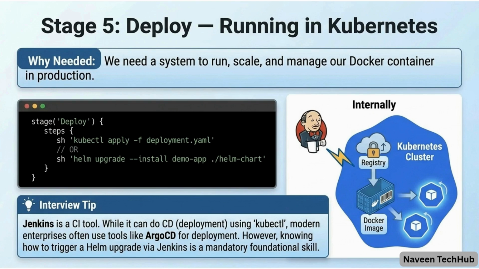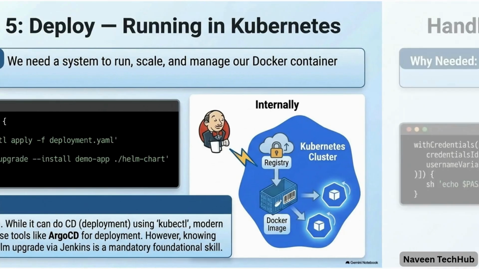Now our Docker image is ready, so the next stage is deployment. Jenkins can run commands such as kubectl apply or a Helm upgrade to deploy the application into Kubernetes. Kubernetes then handles running and scaling those containers. In many modern environments, Jenkins focuses heavily on CI, while tools such as Argo CD handle GitOps-based deployment. But understanding this Jenkins to Kubernetes flow is still essential.